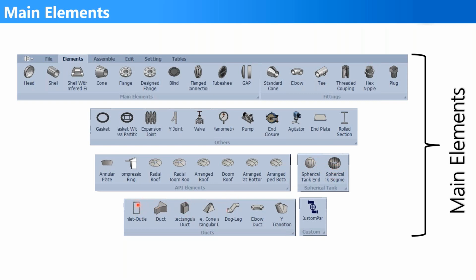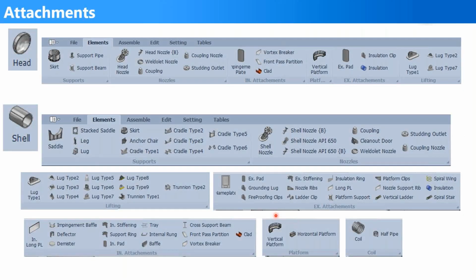For ducts, you can make inlet and outlet flange duct, rectangular duct, and inside each of those elements, you will find a large number of different configurations for each one of them. The attachments.